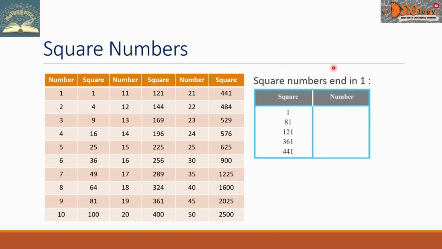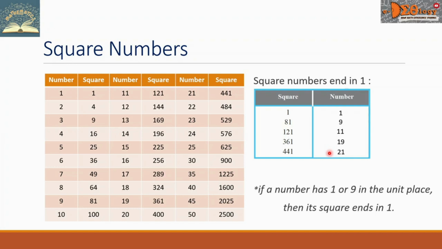Look at the square numbers ending in 1. These are examples. The squares are 1, 81, 121, 361, and 441. If we write the corresponding number, for square of 1, the number is 1. Square 81, the number is 9. Square 121, the number is 11. The square 361, the number is 19. And the square number 441, the number is 21.